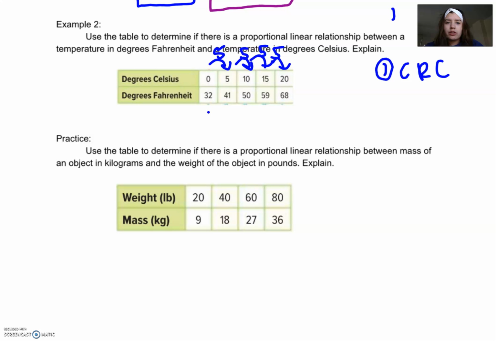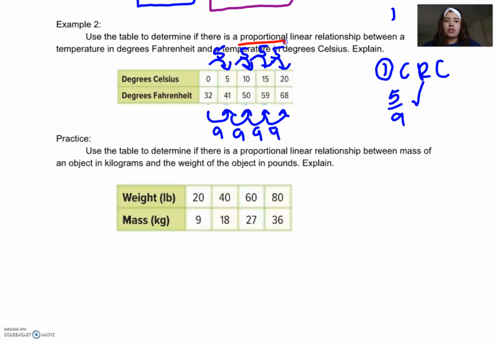Now let's look at our degrees in Fahrenheit. We are going from 32 to 41, so that is a plus 9. 41 to 50 is 9 again, we have 9 again, and then 9 again. So is this a constant rate of change? Well, every time it is 5 over 9. So that is constantly 5 over 9, so it is in fact a linear relationship.